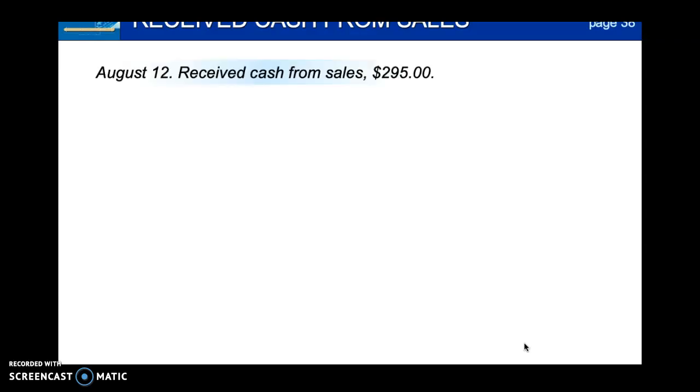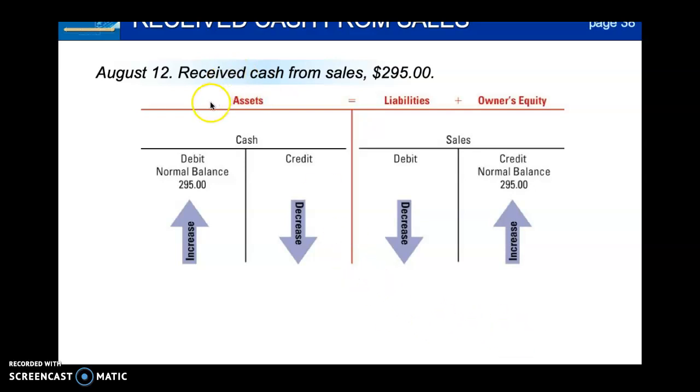So if you receive cash from sales, $295. If you remember, we're going to have the accounting equation, which is always assets equals liabilities plus owner's equity. When we have a transaction, remember we're going by dates, not numbers. We're going to look at this and try to decide which two accounts are being used. If I hit number one, which accounts are being affected? Well, received cash, so there's cash, and from sales, so we've made a sale. So our two accounts are going to be cash and sales.